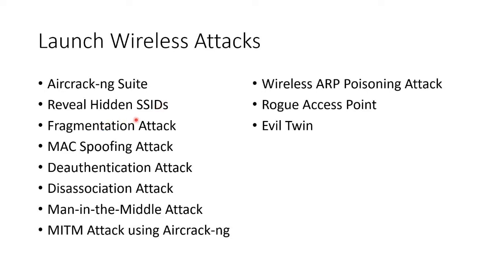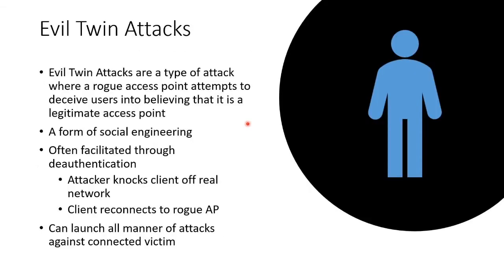We could do fragmentation and spoofing attacks. We could deauthenticate clients and disassociate clients. Do man-in-the-middle attacks using various tools, including Aircrack-ng. We could do wireless ARP poisoning and rogue access points and evil twins. Now, a rogue access point is just any old WAP that pops up, but an evil twin is meant to look like the real thing so that people connect to it thinking it's the real thing.